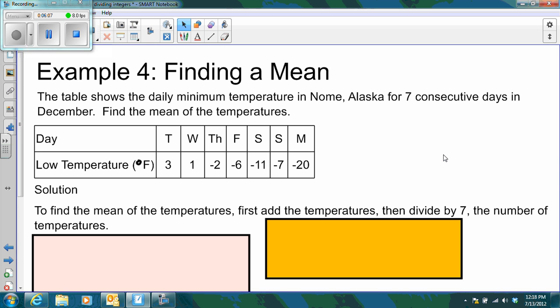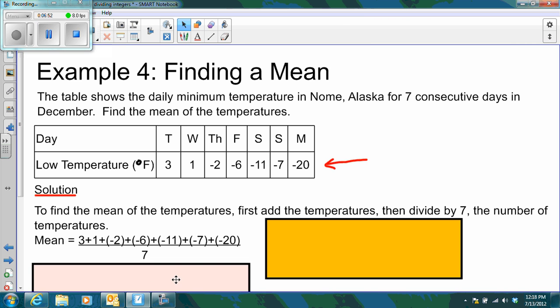And the last example we have is finding a mean. A mean you may have used before, but called it the average. So they're the same thing. So the table shows the daily minimum temperature in Nome, Alaska for 7 consecutive days in December. Find the mean of the temperatures. So here we have our table, and it's telling us the day. So there's 7 days total. And then here's our low temperature. So in order to find the mean, you first add up all the temperatures in this row, and then divide by 7, which is the number of temperatures you added together.